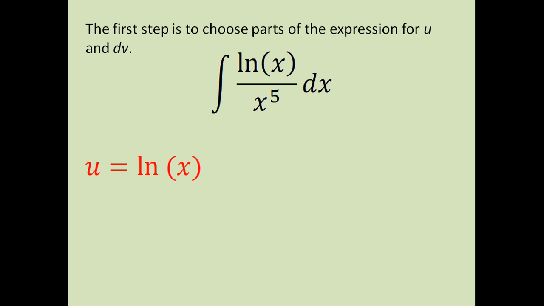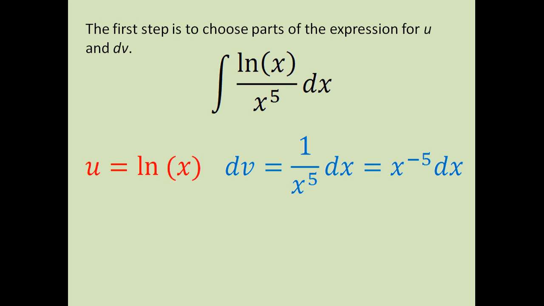Now the first step is to choose the parts for the expression for u and dv. So again, we have the integral of ln x over x to the fifth dx. We're going to choose u as ln x and dv as 1 over x to the fifth dx, or x to the negative fifth dx. Now sometimes choosing parts is sort of a guessing game, but sometimes you can have a little strategy to it also. You want u to be easily differentiable, and you want dv to be easy to find the antiderivative of.